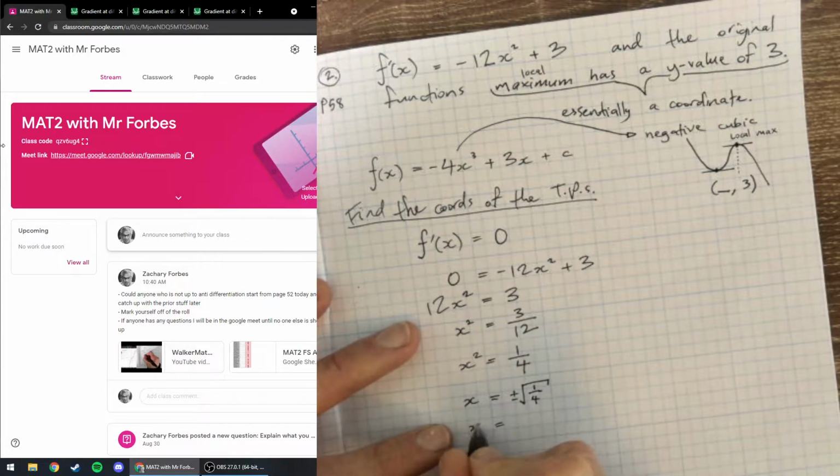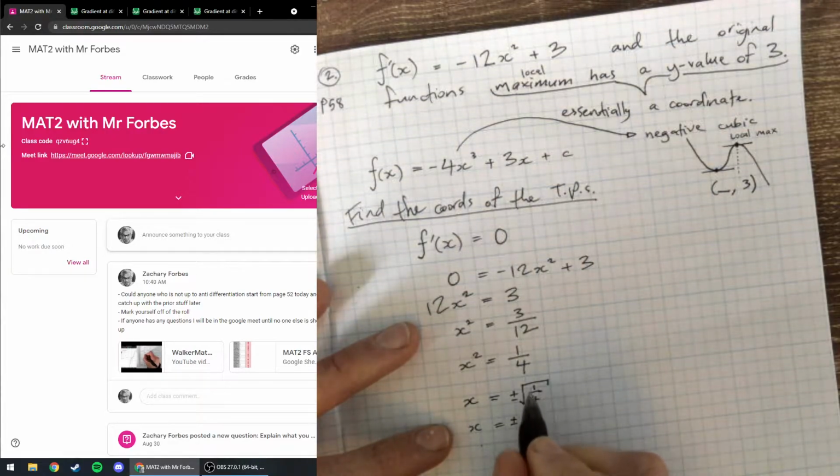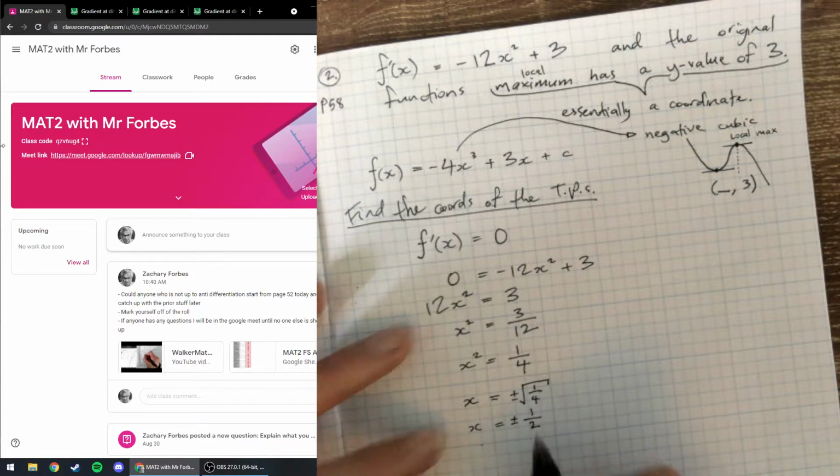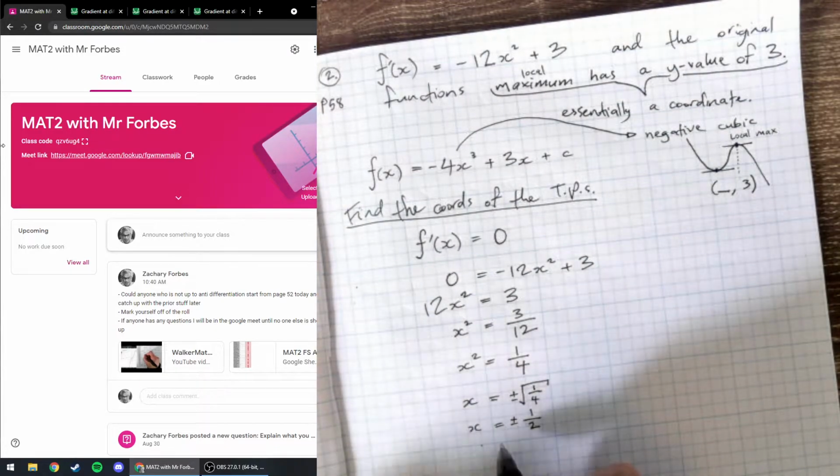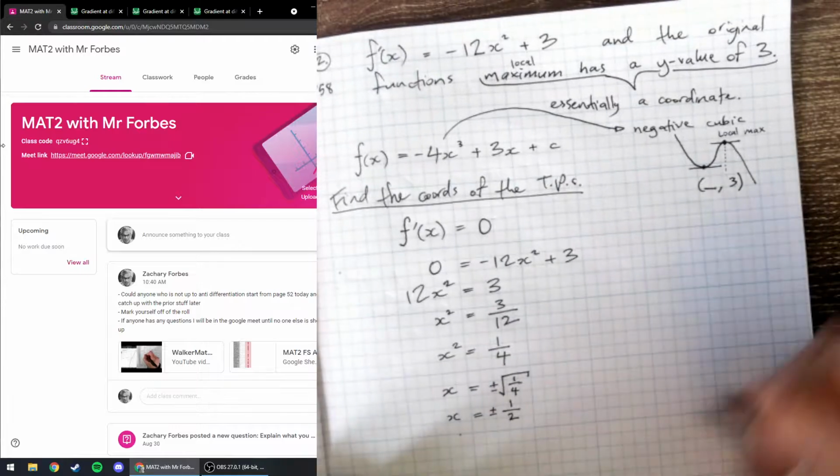So x is equal to plus or minus. So what's the square root of 1? It's 1. And what's the square root of 4? It's 2. So x is equal to plus and minus half.